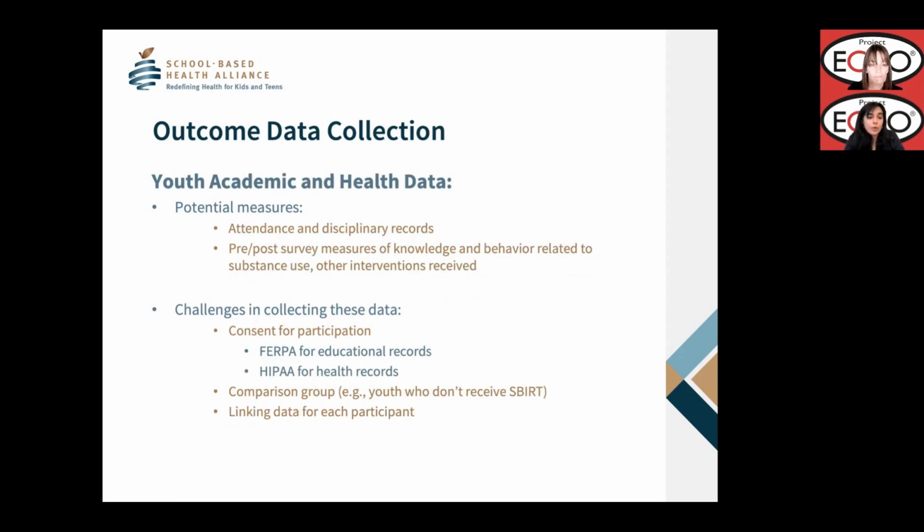So just really quickly, a more intensive evaluation of SBIRT could involve looking at youth's academic and health records. This means actually getting their academic data from the school and looking at indicators such as attendance or disciplinary actions over time, and then also accessing their health service data from the electronic health record to look at services received and health-related outcomes. And then you could potentially link those data with data from the pre-post surveys that we just talked about.